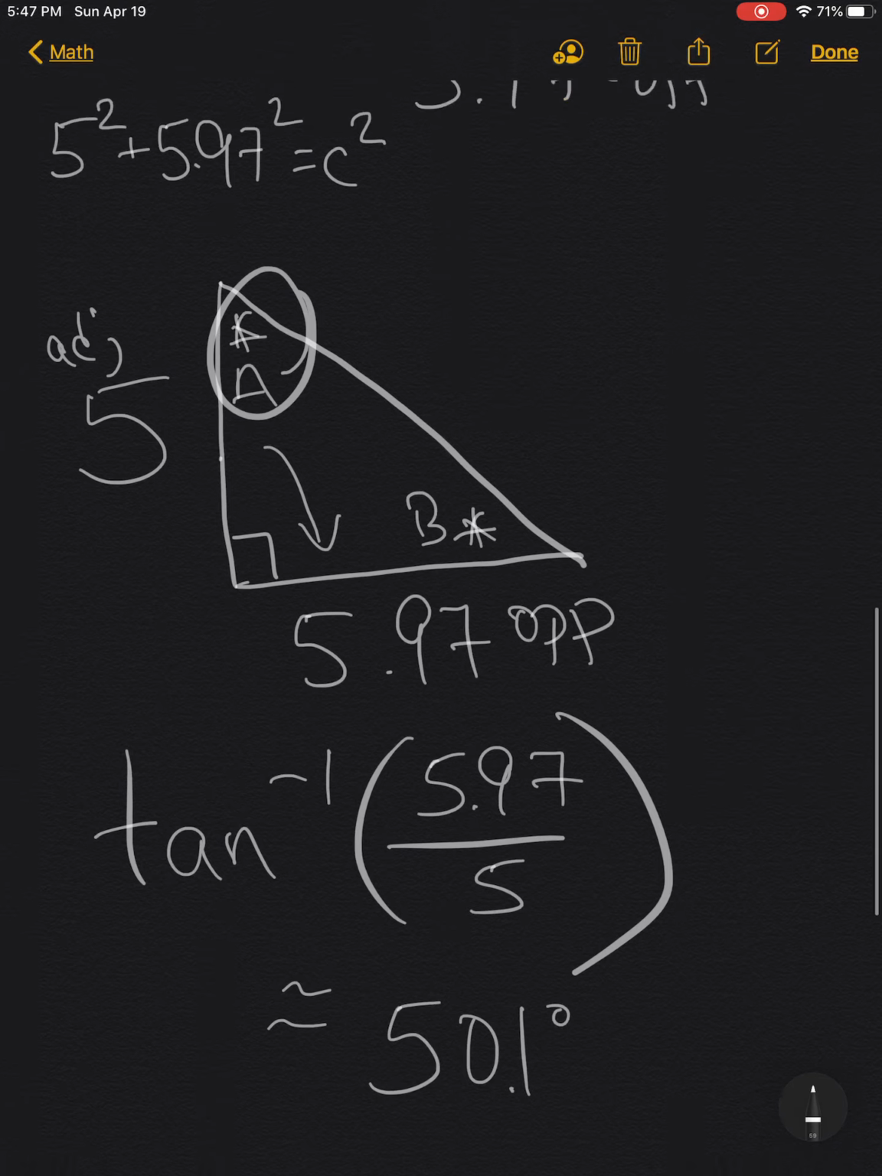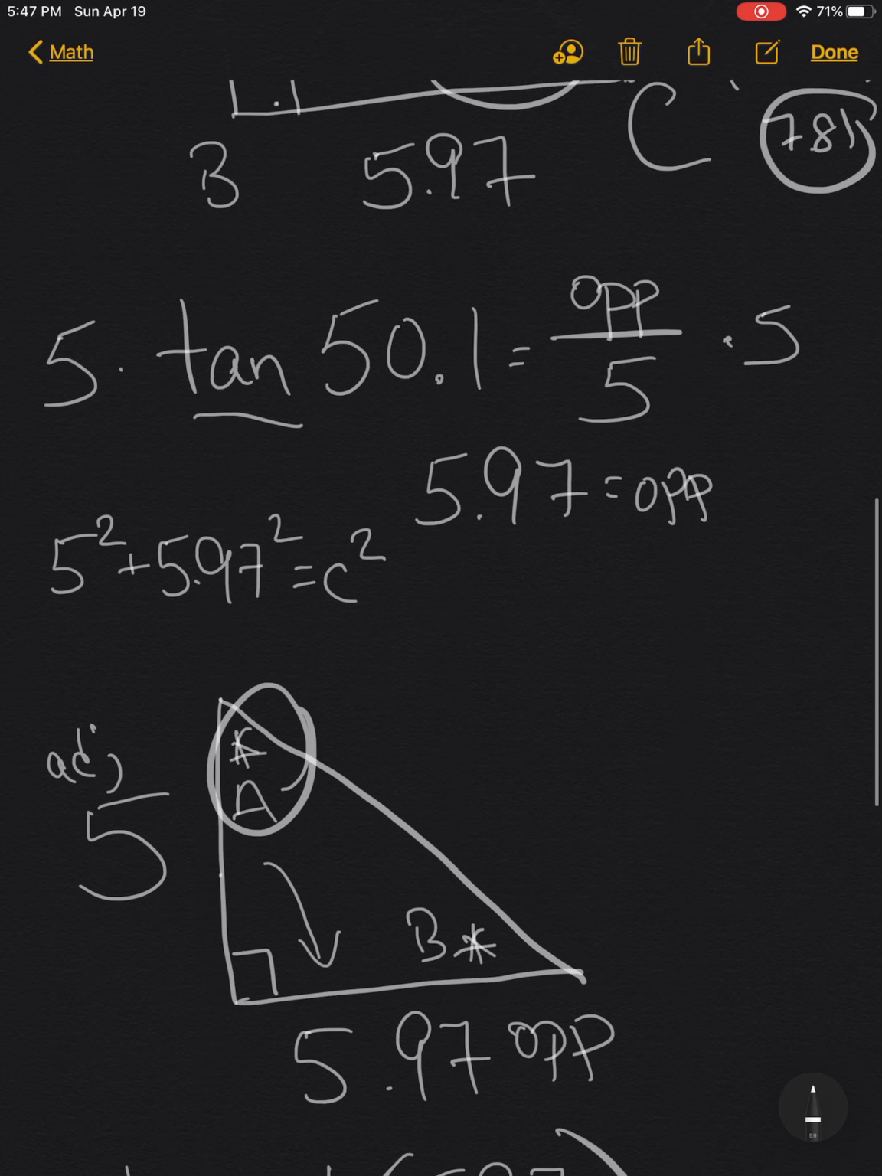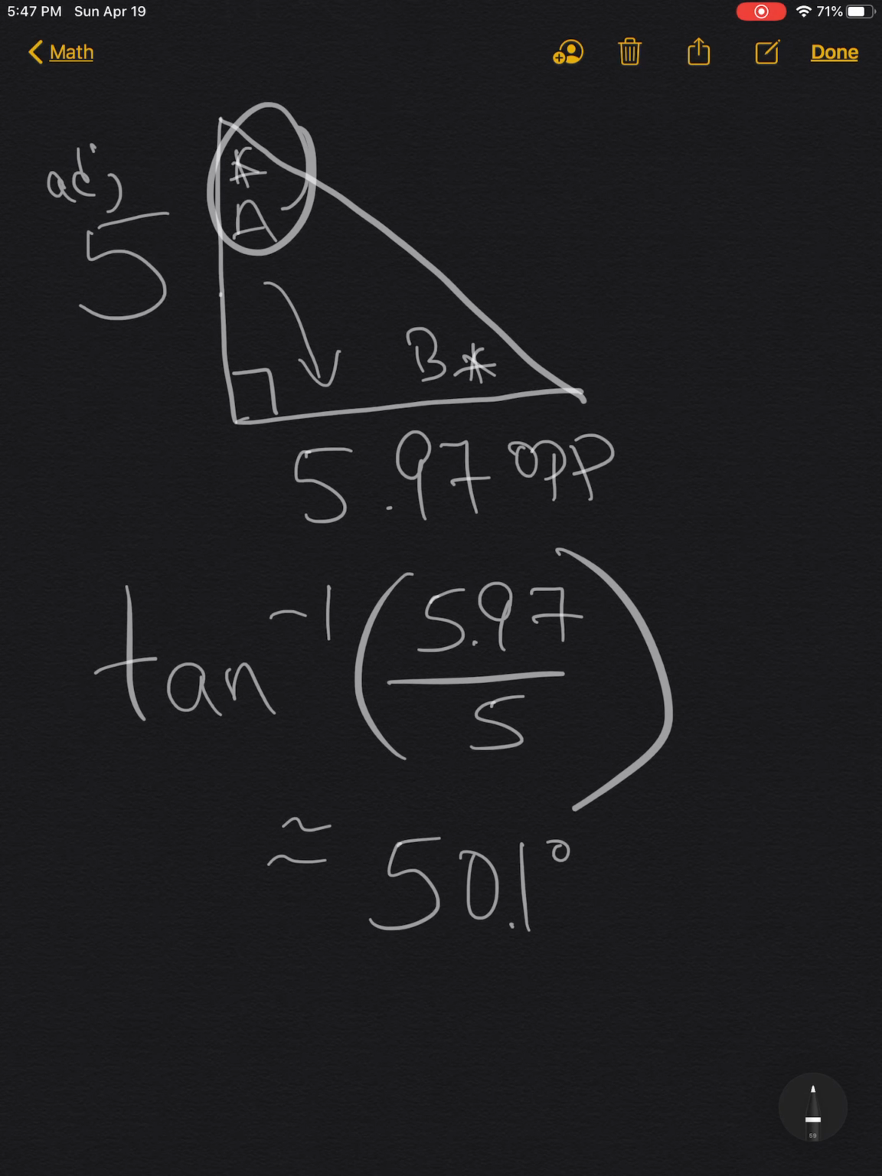Okay, so remember that. And that's the main point I want to make, is that when you're looking for sides, we're going to be using the basic trig functions. And when we're looking for the angle measurements, we're going to be using their inverses.